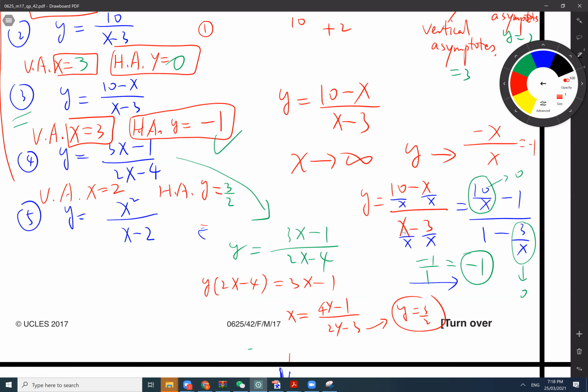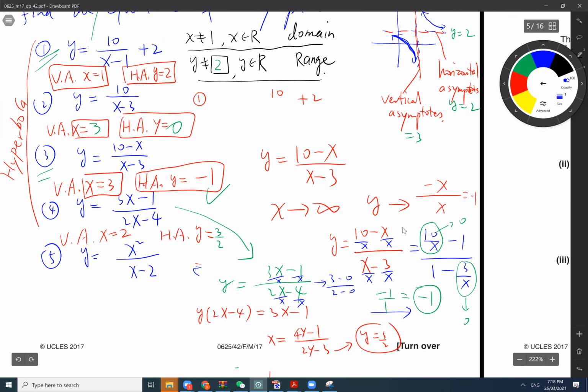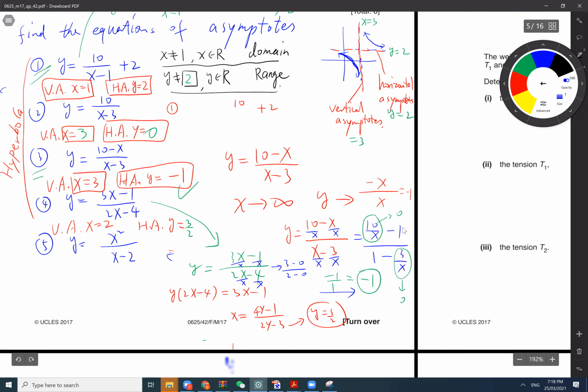Okay? Or you can divide everything by x. If x is infinity, you get 3 minus 0 over 2 minus 0. So just 3 over 2. Okay? Yeah, that's how we got this. Sorry, guys. 1, 2, 3, 4 are standard level.